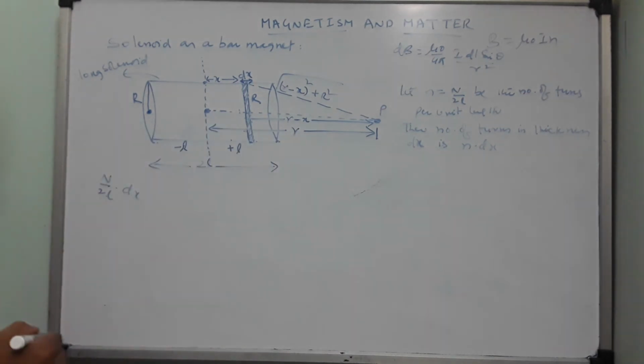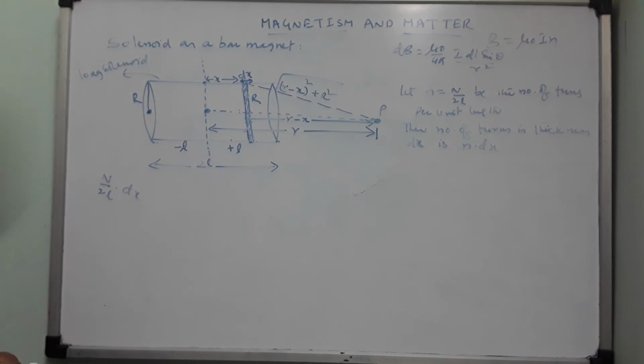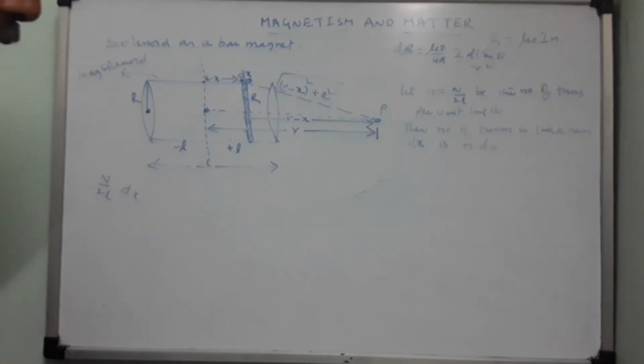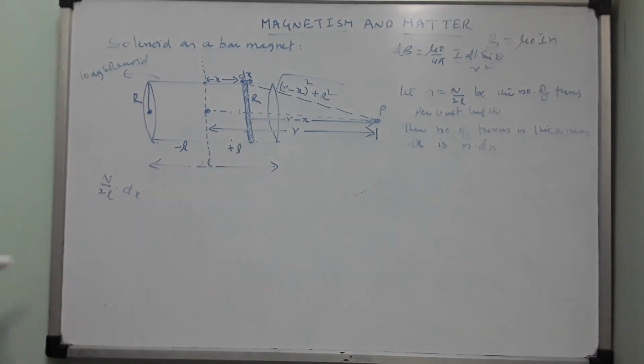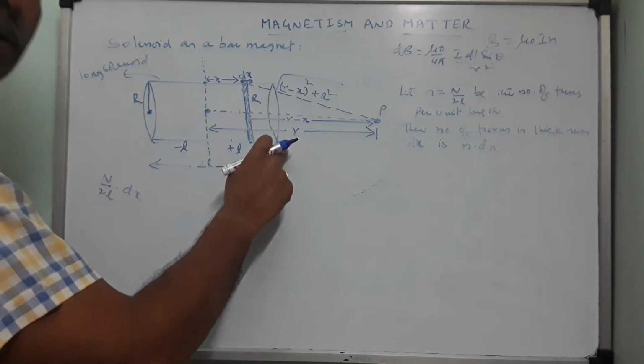Suppose this is 100 centimeter length. So this 2l will be 100 centimeter. Okay, and this is a 1 centimeter length. This is 1 centimeter length. So, from here to here there were only say 1000 turns.